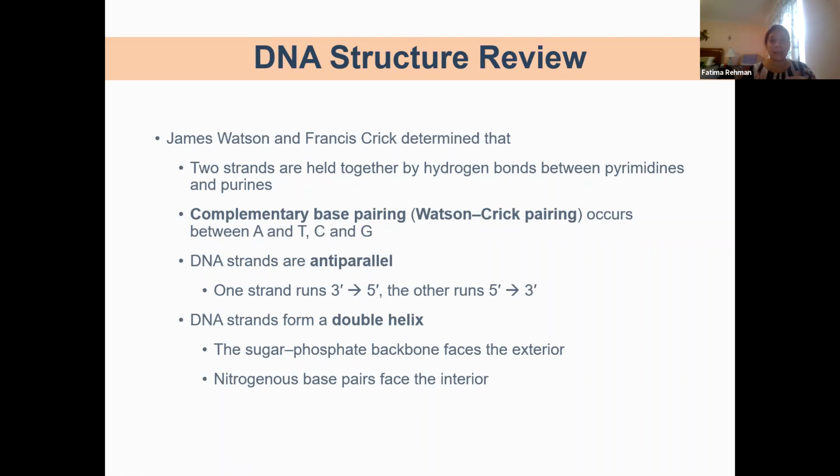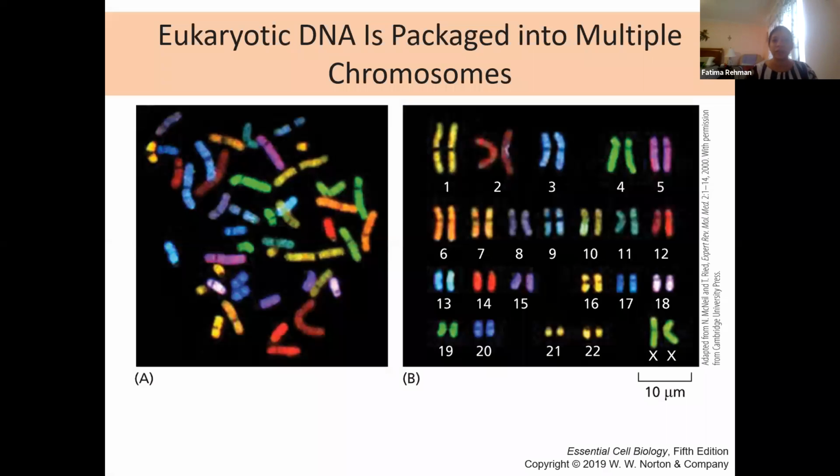They realized that's what needed to happen to keep that rule intact and to keep the width of the DNA intact all throughout the strand. So A and T will always pair together, C and G will always pair together. The strands are going to run anti-parallel, and the sugar phosphate is on the exterior, nitrogen bases are on the interior.